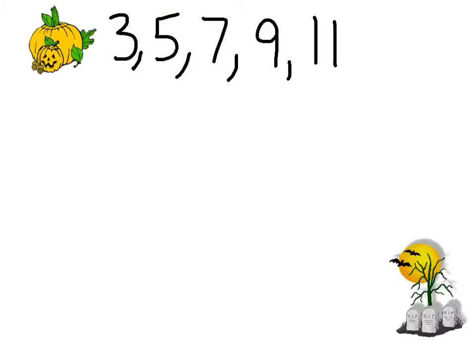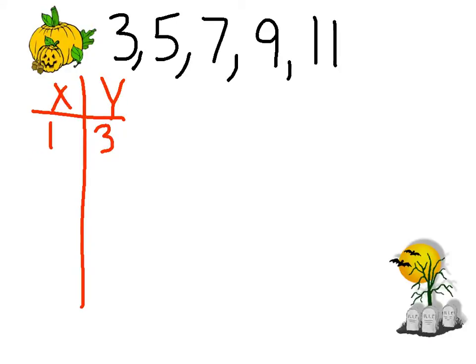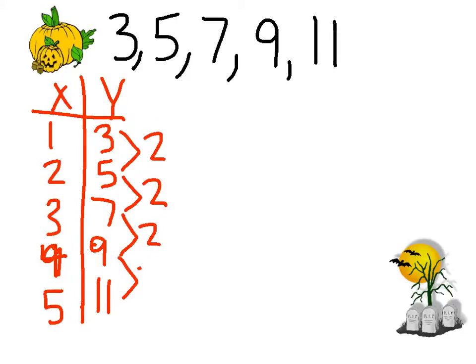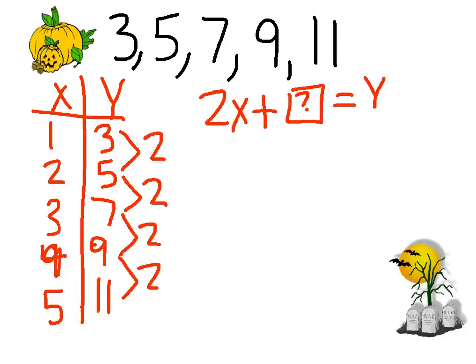Alright, go ahead and try the first one. Okay, for the practice problem, our x values and our y values will be 1 and 3, 2 and 5, 3 and 7, 4 and 9, and 5 and 11. So the difference between our values is 2 for every value. That means our coefficient will be 2, so we have 2x plus some number is equal to y.